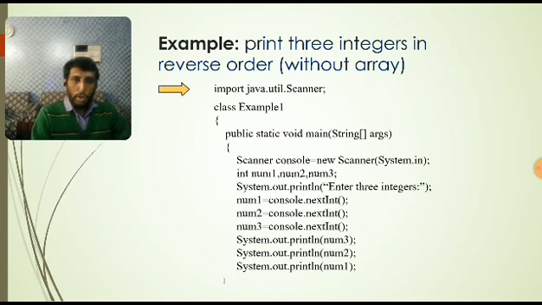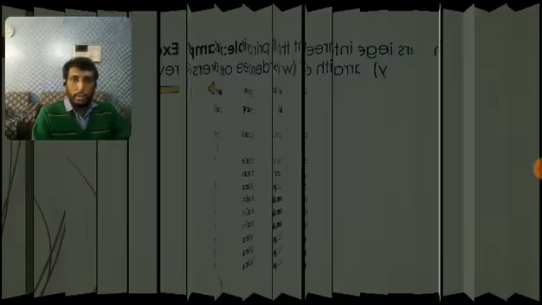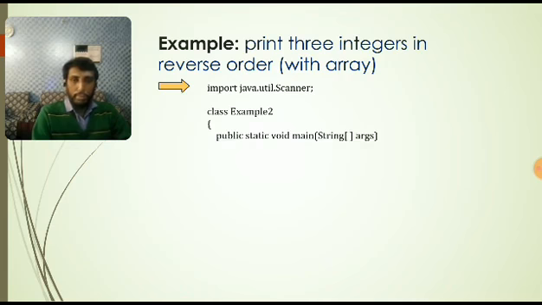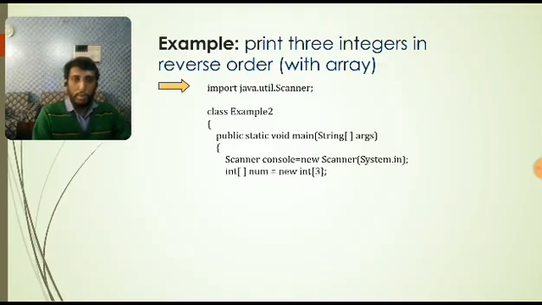But if you want to learn array, then let's see how with the help of array we can do that. So let's look at this example: print three integers in reverse order with array. Import java.util.Scanner, class example 2, and then the main method, and inside main method an object is created of Scanner class. Then look at how we are doing it. So int and the big bracket. This big bracket is notifying that we are going to put some values over here.